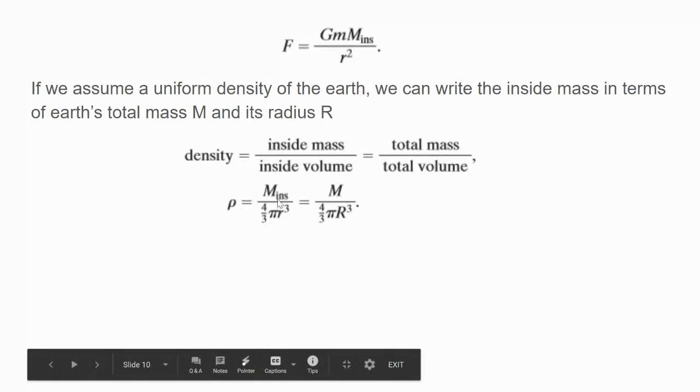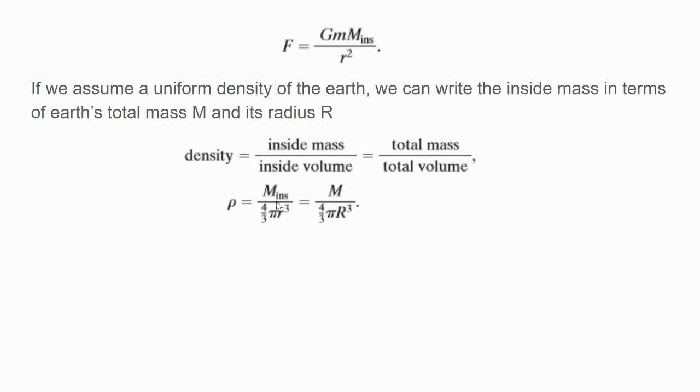So we get density is equal to the mass inside divided by the inside volume, where little r is where that particle is located in relation to the center of the Earth. And this is equal to big M divided by the total volume of the Earth, 4/3 pi big R cubed, where big R is the total radius of the Earth. So if we solve this equation for the mass of the inside as that particle moves inward towards the center of the Earth, we find this mass of the inside.